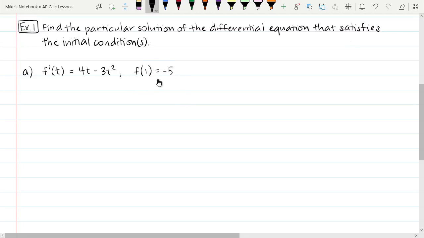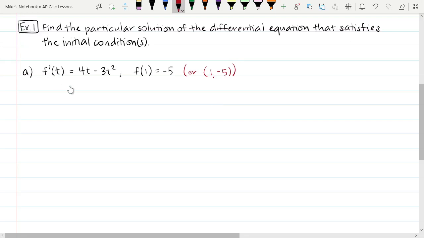So sometimes your initial condition could be written this way using function notation. Other times it might be written as an ordered pair. In this case, it would just be 1, -5. So just be open to the idea that your initial condition could be given in one of a couple of different ways. Okay, so to solve this particular solution, first we're actually going to find the general solution.